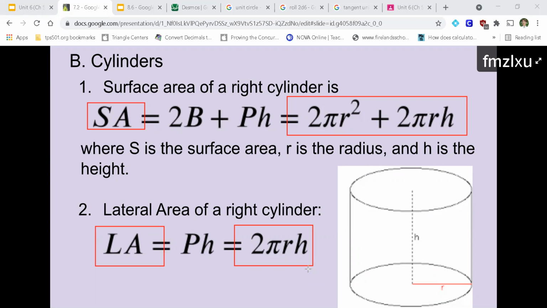So the reason why I say cylinders are easier is because for cylinders, you only need to know 2 things, not 3. You just need to know the radius and the height. You don't need to know base area, perimeter, and height. You just need radius and height. I know it looks more complicated because it's got that pi in there, but really it's actually easier.